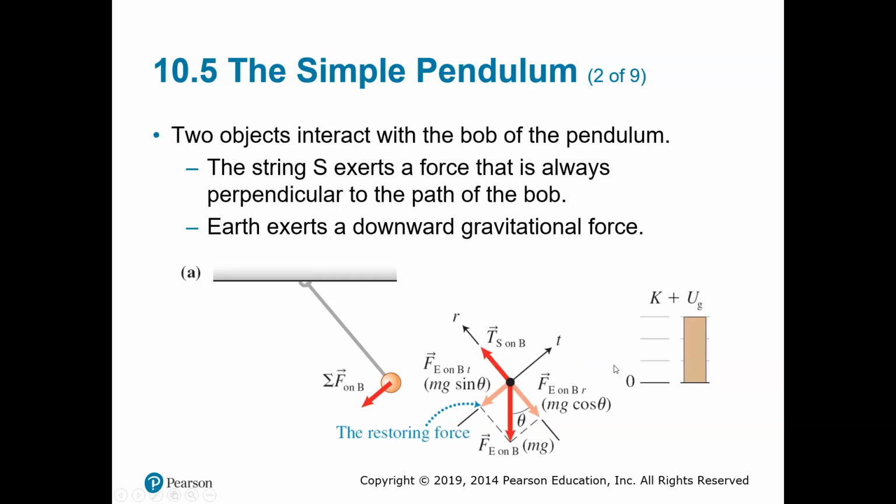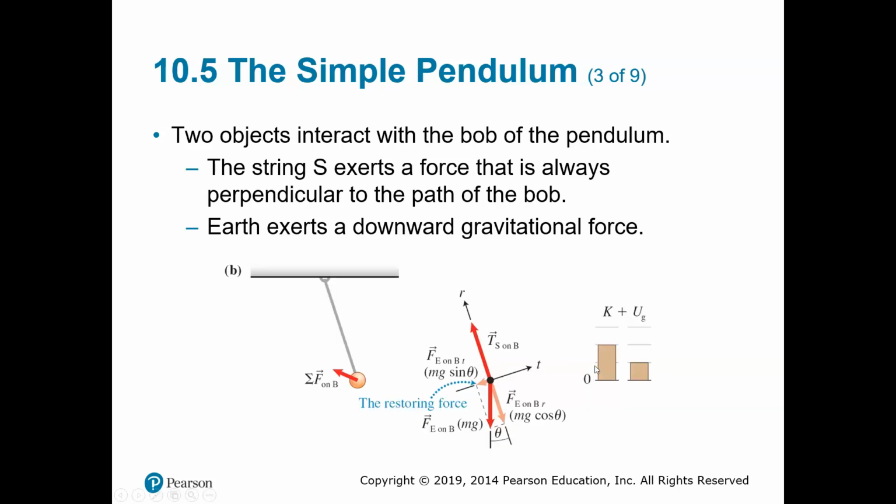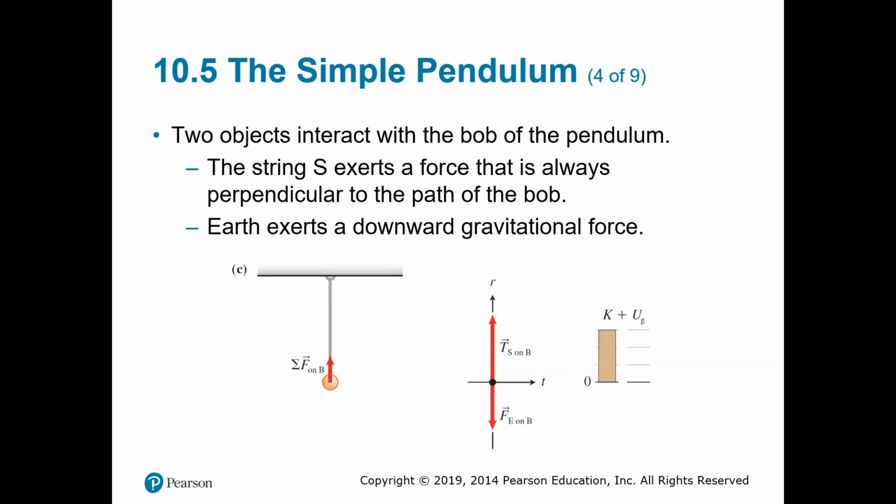When we look at this, there are two forces that interact. We have the tension on the string, and we have the force due to gravity. That force due to gravity is our restoring force. That is what is going to be pulling our object back towards its equilibrium position.